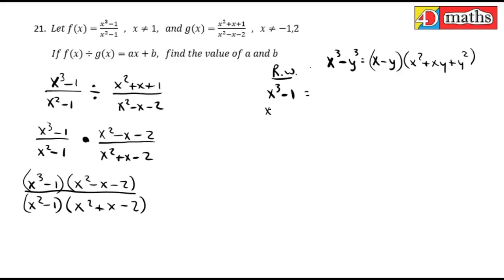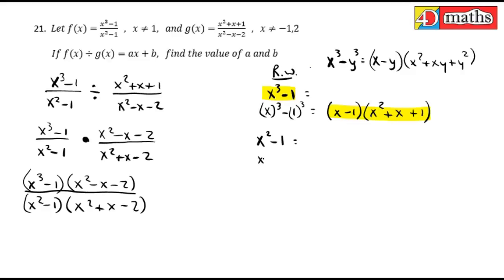So x cubed minus 1 cubed will become x minus 1, x squared plus x plus 1, because when you multiply x by y, it's x by 1, which is x. So x cubed minus 1 turns into this. The next one is x squared minus 1, so I might as well do that one underneath it. This is the difference between two squares, so you get x squared minus 1 squared, which becomes x minus 1, x plus 1. So this x squared minus 1 turns into this.